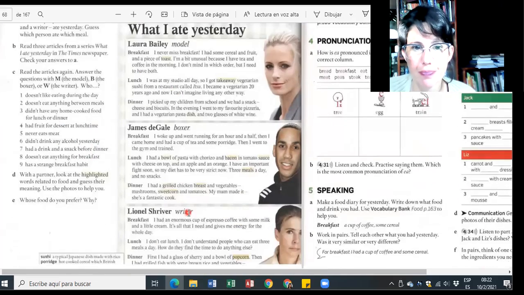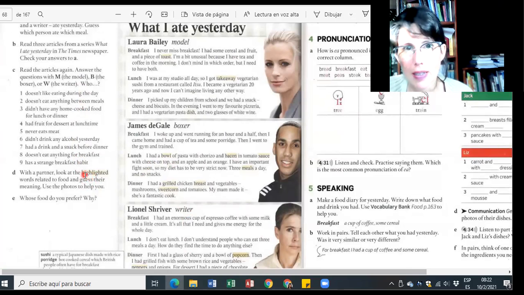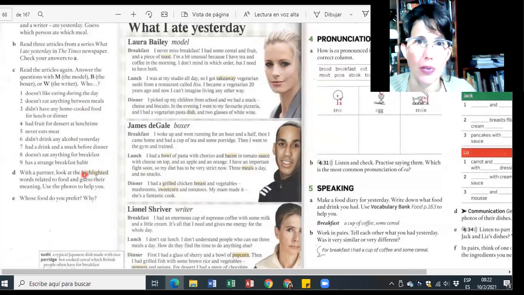So here you have the 3 people. You will read and you will match. Then you have to work with the highlighted words. In this case, it's very important that you do not use a dictionary. Do not use a dictionary. Try to guess from context. Okay, so try to understand these words. For example, this one, perhaps you already know, but if you do not know the meaning in Spanish, please do not use a dictionary. Try to guess from context, all right?